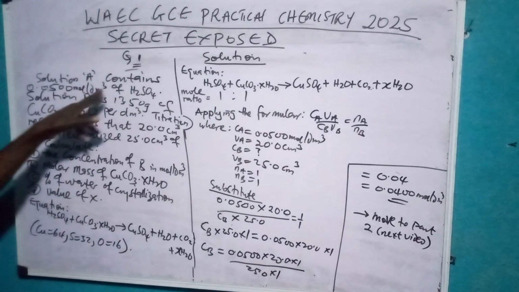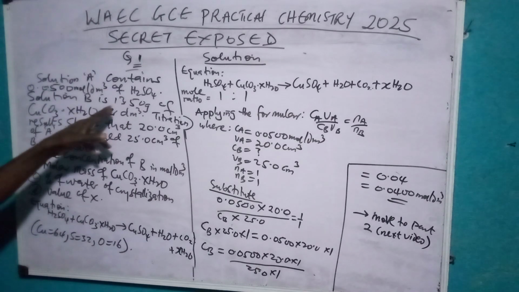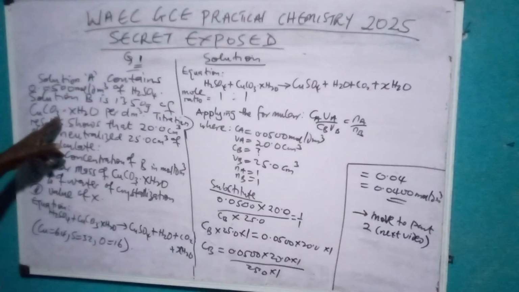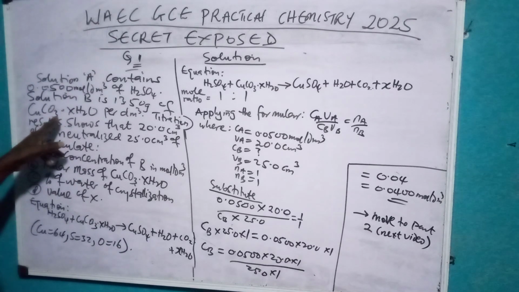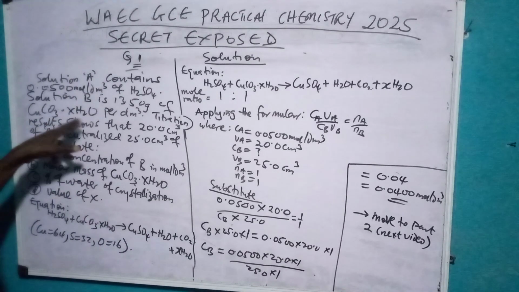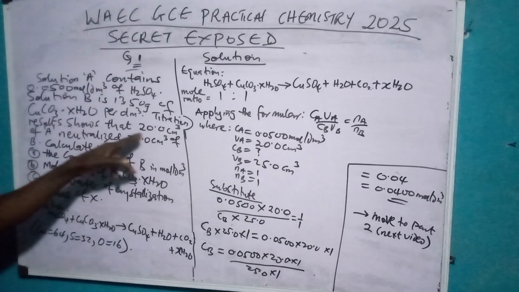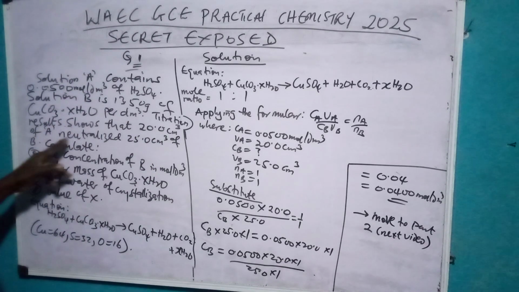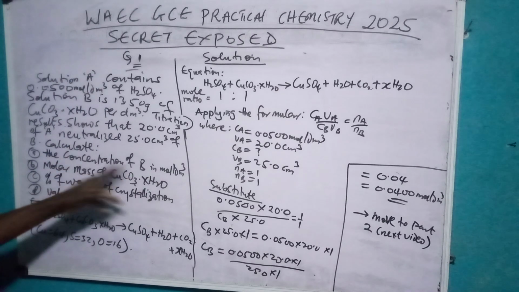Now, solution A contains 0.500 mole per dm³ of H2SO4. Solution B is 30.50 gram of CuCO3, that's copper(II) tetraoxocarbonate(IV) crystal, with water of crystallization, per dm³. Titration result shows that 20 cm³ of A neutralized 25 cm³ of B. Calculate the concentration of B in mole per dm³.